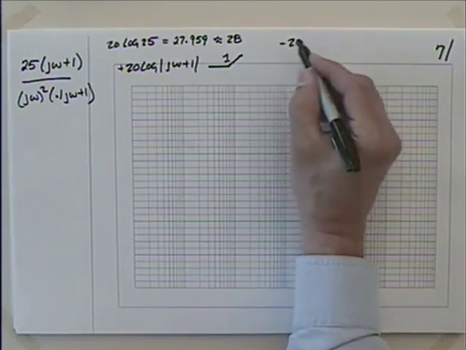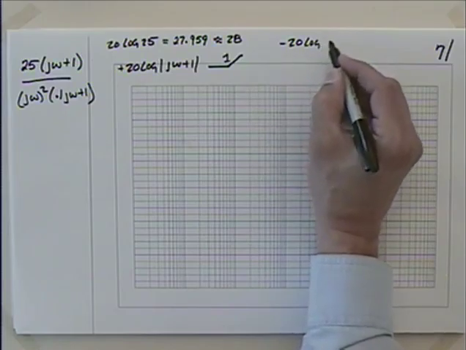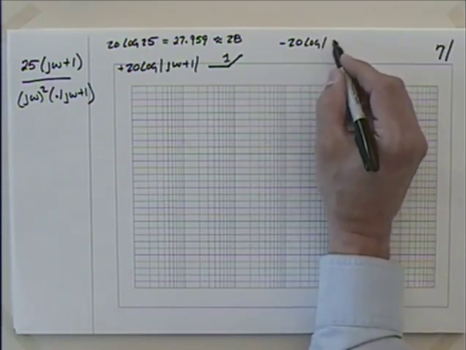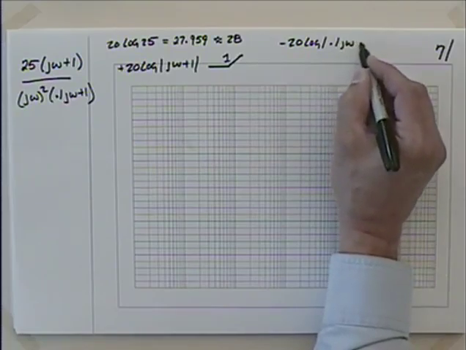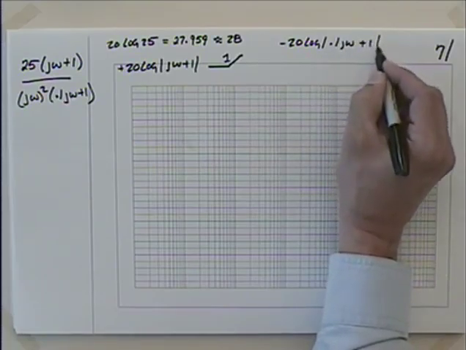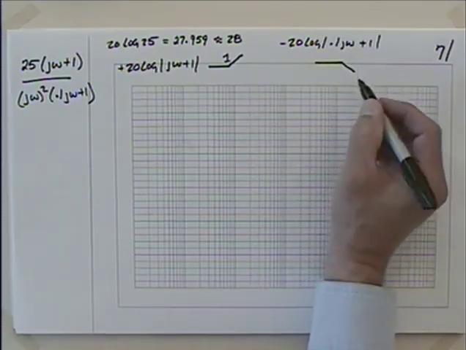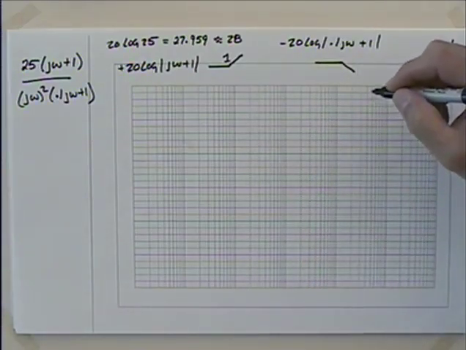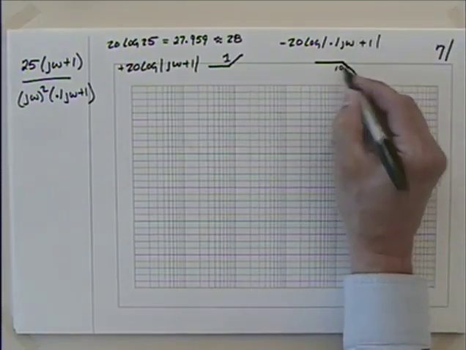20, so it'll be negative because it's in the denominator. Log of 0.1 j omega plus 1. So where's that? That's going to turn and go down because it's negative. Where's that going to happen? Should be 10, yeah. Good. You're getting this figured out.